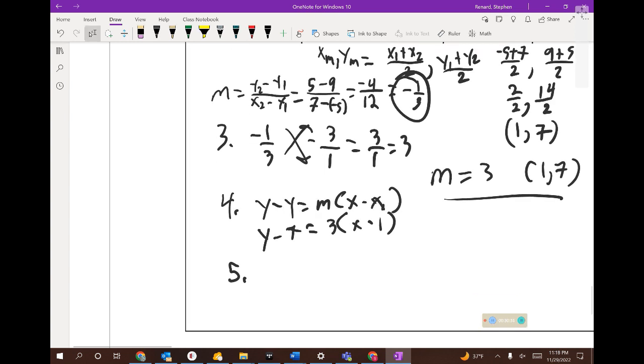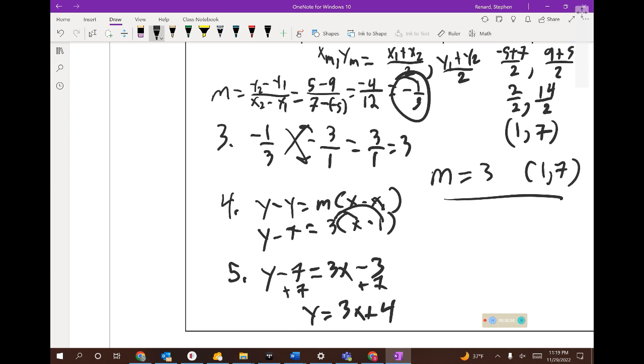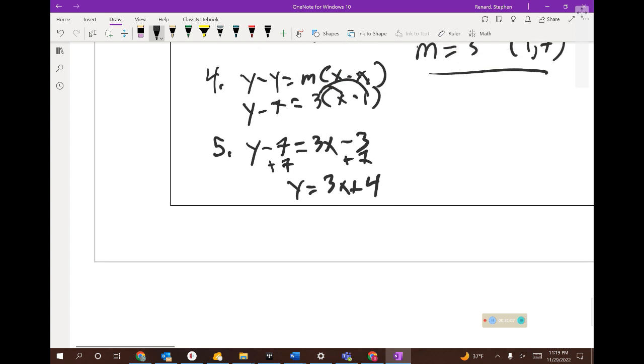Step 5. We're going to start off with distributing our slope. So 3 times x is 3x. 3 times negative 1 is negative 3. And then we solve for y. We're going to add 7 to both sides. This is going to give us y equals 3x plus 4. And that's it. That is all of the odds.